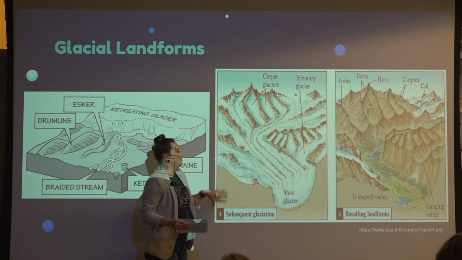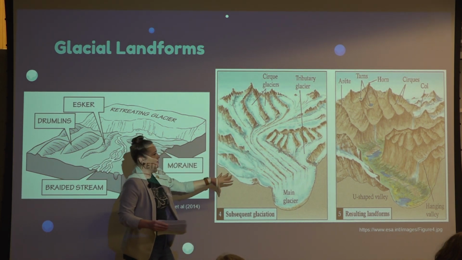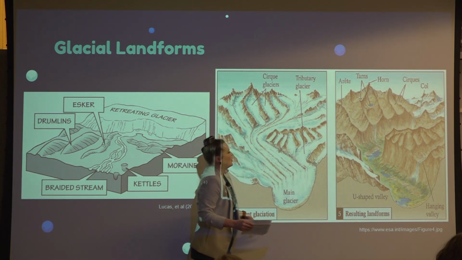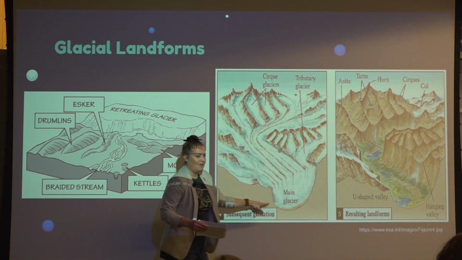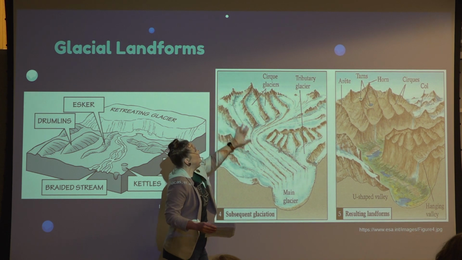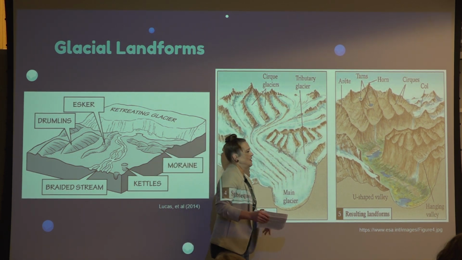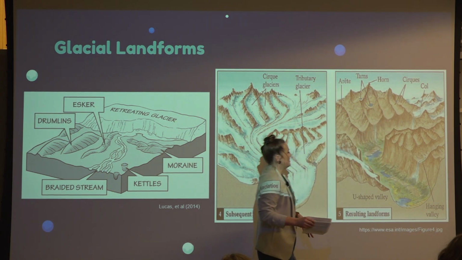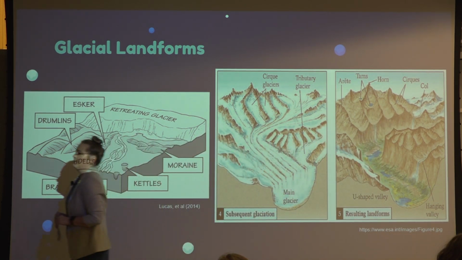And then this one kind of shows you what it looks like during glaciation and then the same area without the glacier, right? So you get these wonderful U-shaped valleys. You can get these cirque glaciers, all sorts of fun things that are happening. Horns, arêtes, cirques. We're going to look at all these in more detail.